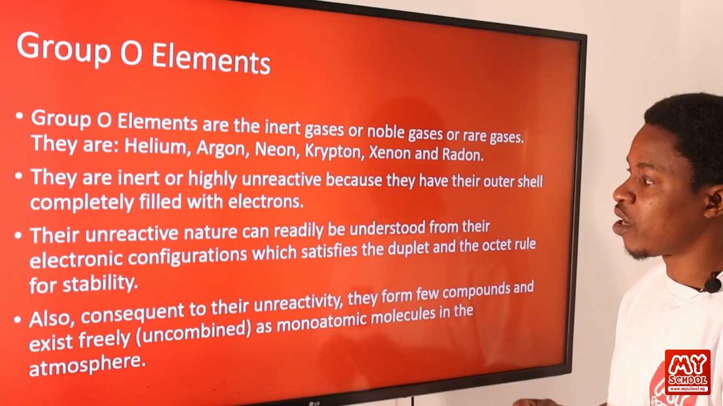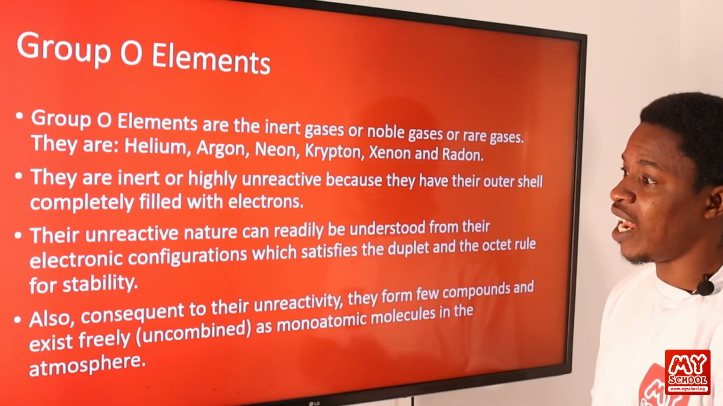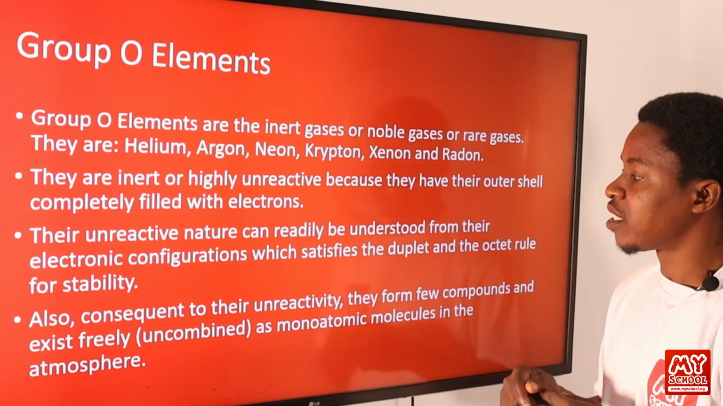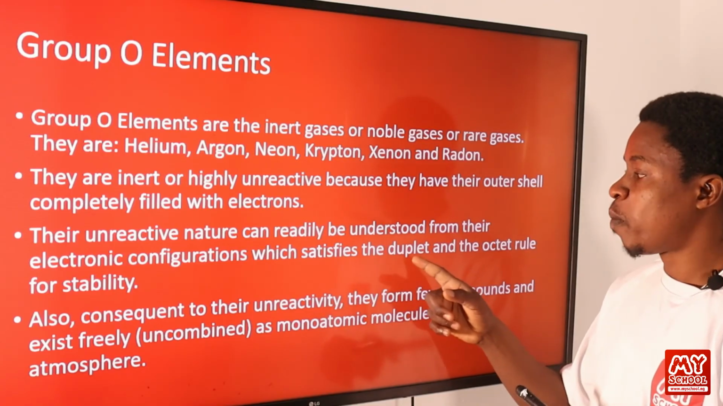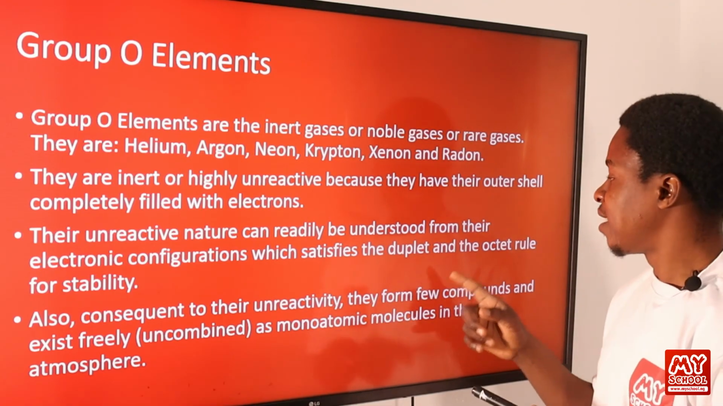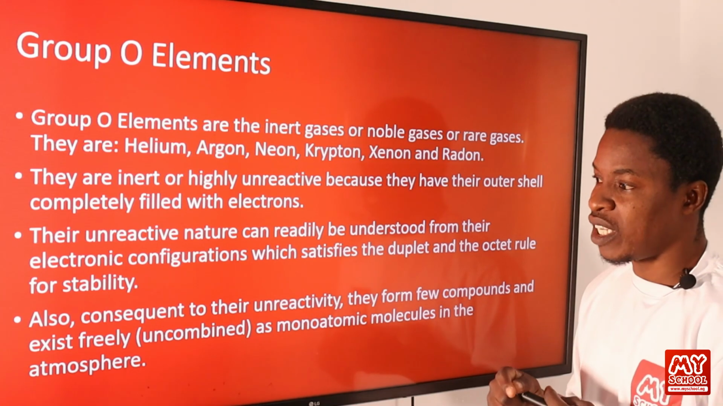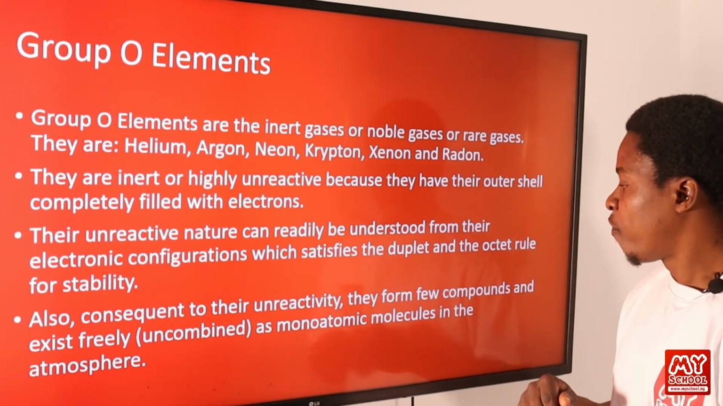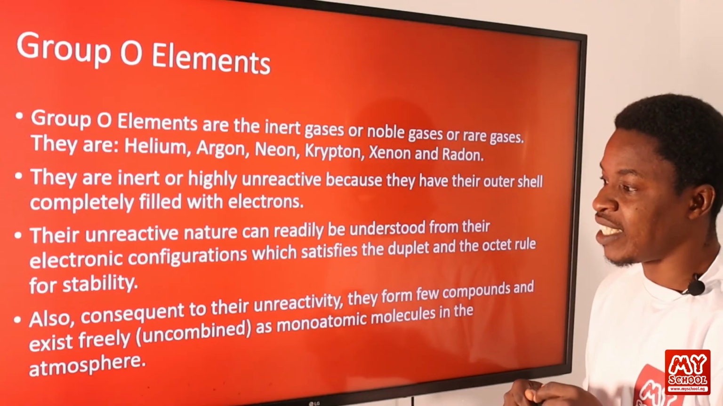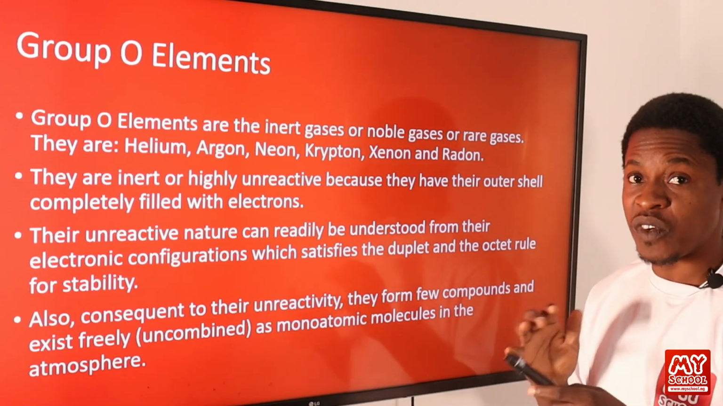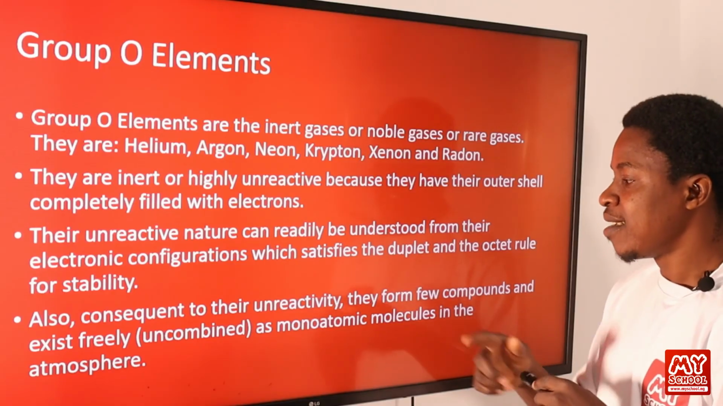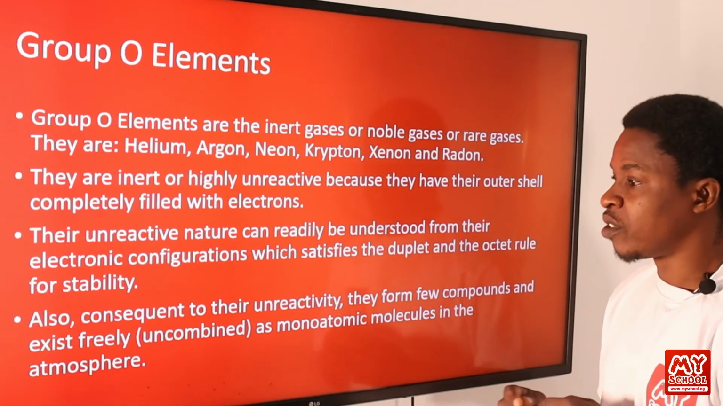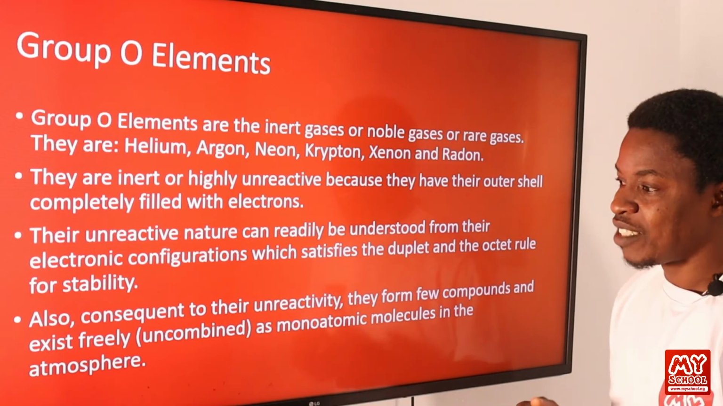Their unreactive nature can readily be understood from their electronic configurations, which satisfies the duplet in the case of helium, and the octet rule for stability. Also, consequent to their unreactivity, they form few compounds and exist freely. When we say freely, we mean in their uncombined state as monoatomic molecules in the atmosphere.